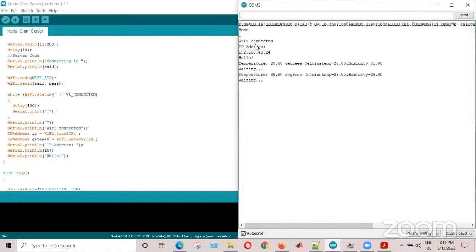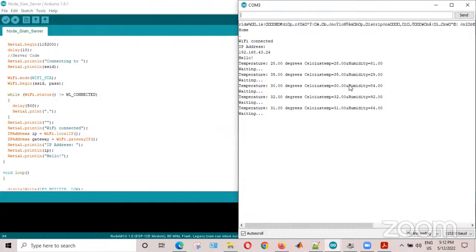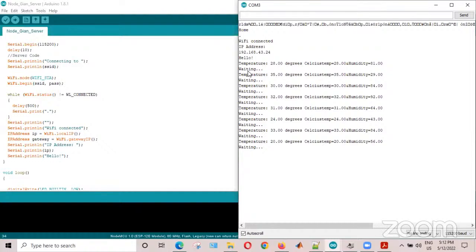So it is showing that it is connected to Wi-Fi, and its IP address, that is the local address, is this, and this is the temperature which it has generated. It is not the real temperature. It has generated it randomly: 28 degrees Celsius, and humidity is 81, sorry, 81%, and it is now transferring this to the server. So whenever you are seeing waiting, it means that it is waiting for the server transfer to complete.